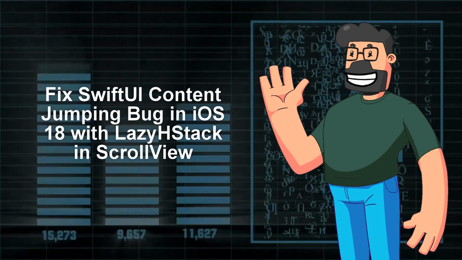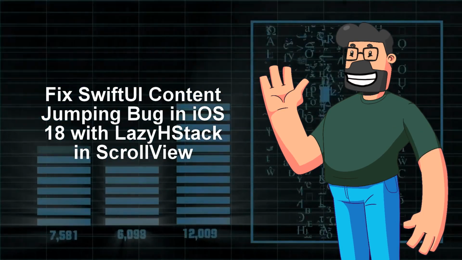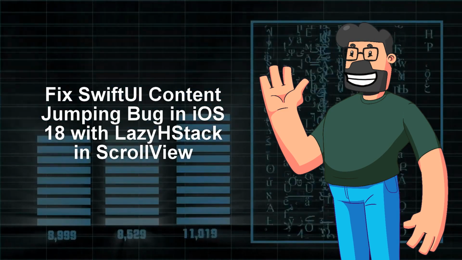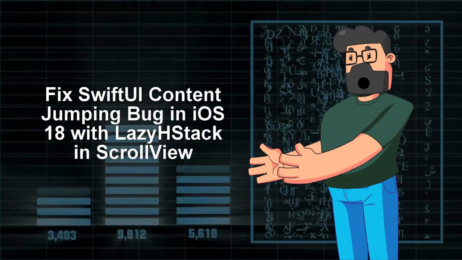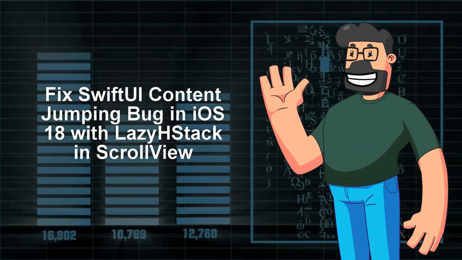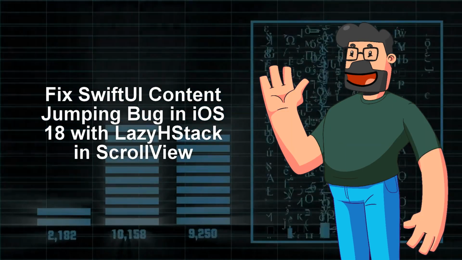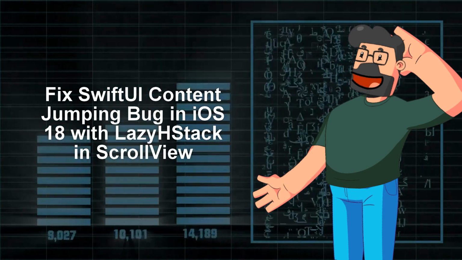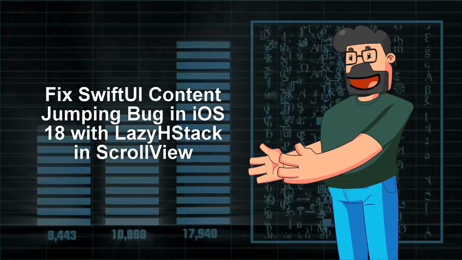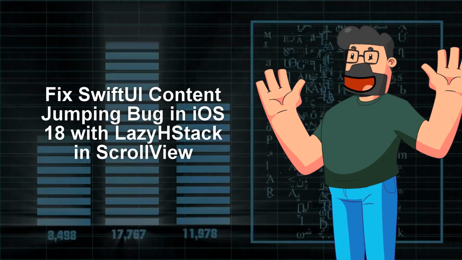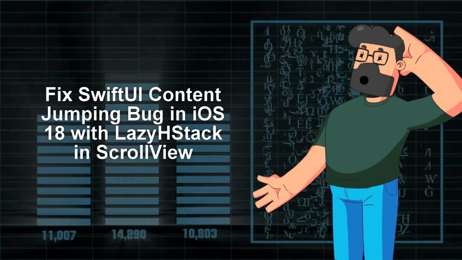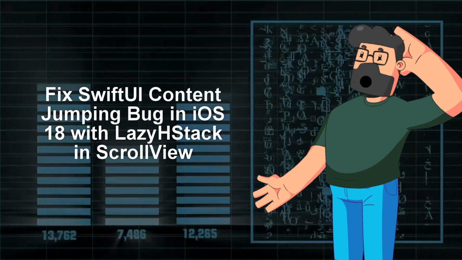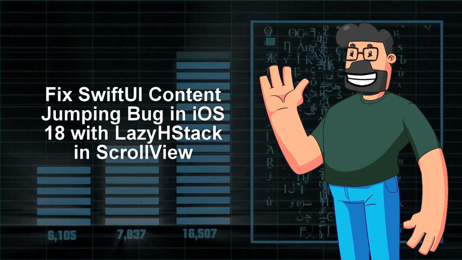The issue at hand involves a jumping content layout when a LazyHStack is nested inside a ScrollView. Specifically, when a button is placed within a VStack, a strange, jumping behavior occurs upon display, especially when scrolling slowly. This problem is noticeable on iOS 18, particularly on an iPhone 16 Pro simulator. The strange part is that this issue does not manifest in Xcode previews, making it a tricky one to catch.